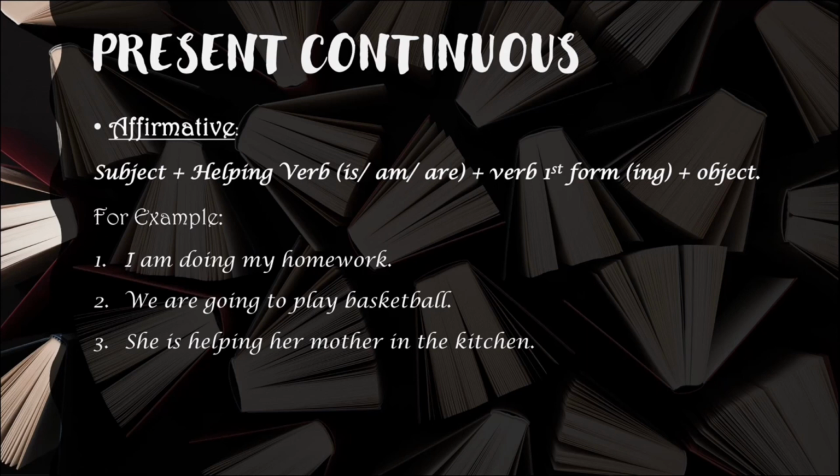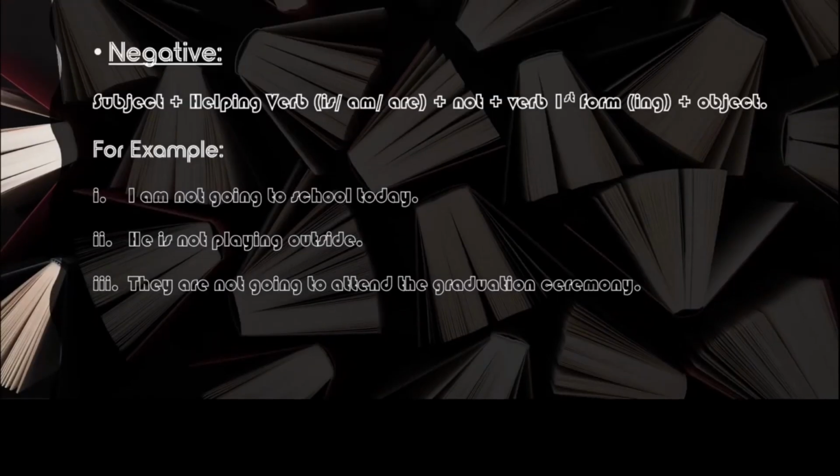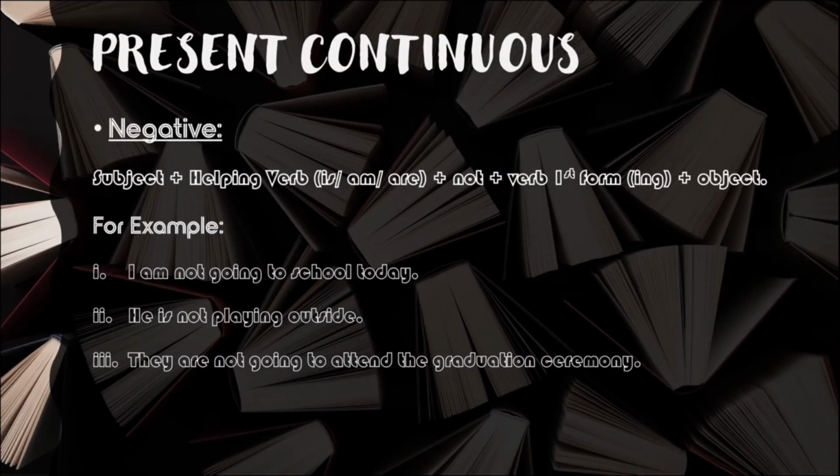For example, I am doing my homework. We are going to play basketball. She is helping her mother in the kitchen. If we talk about negative, then we keep the same structure as affirmative. Just add not after the helping verb. For example, I am not going to school today.